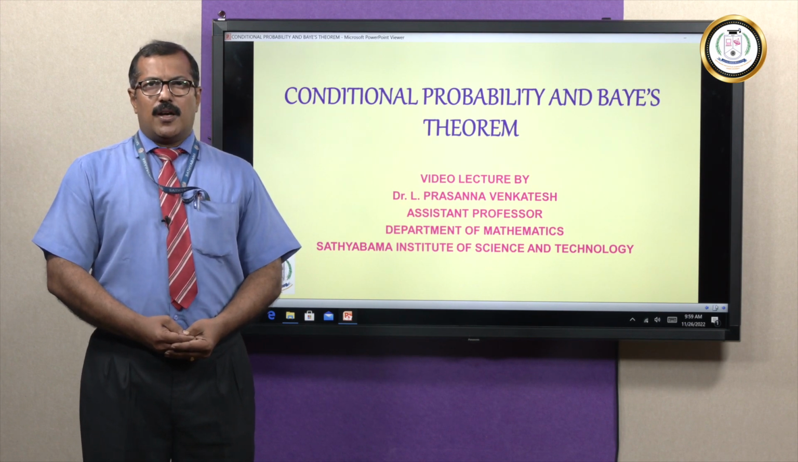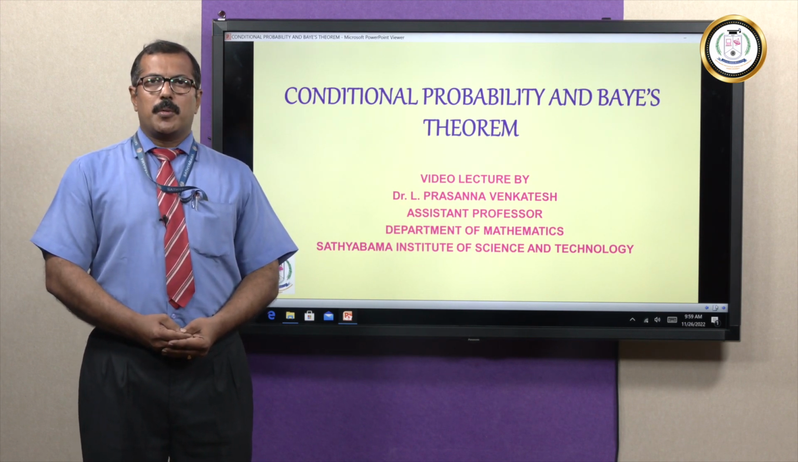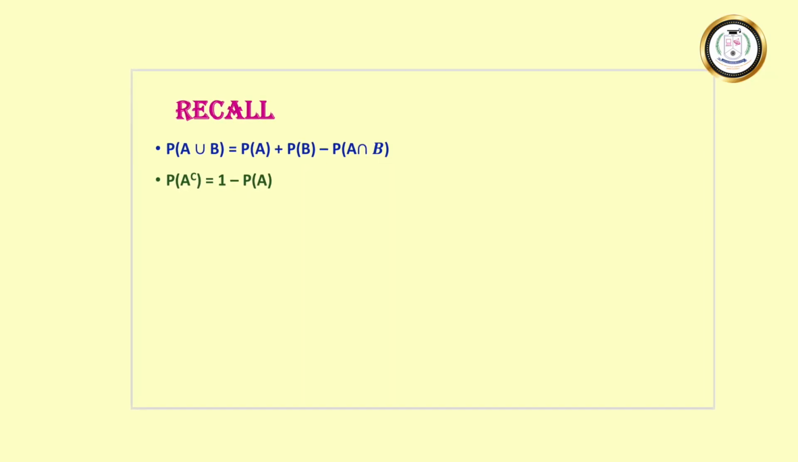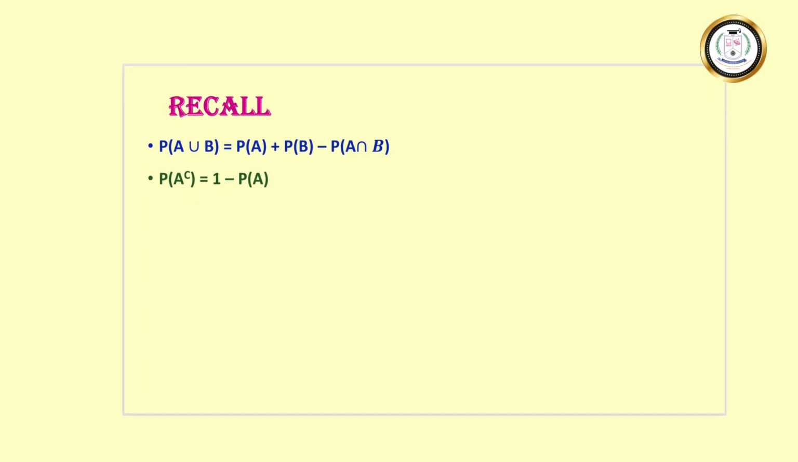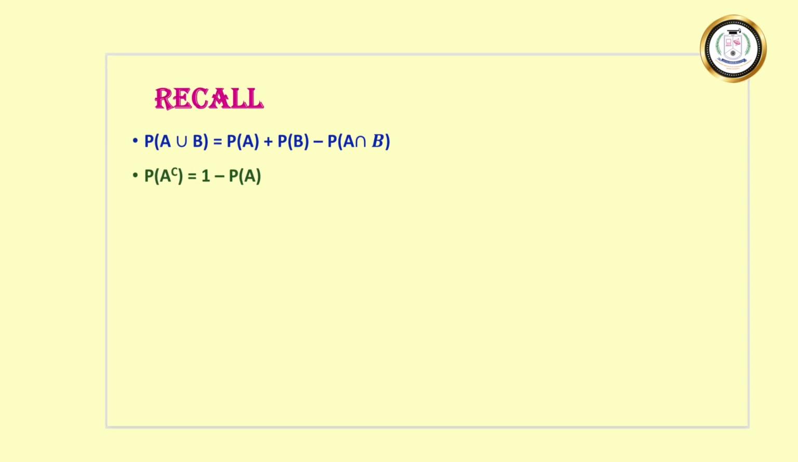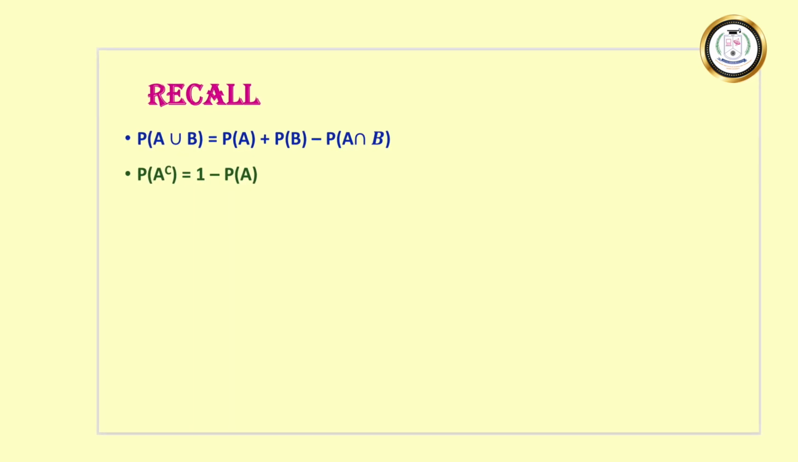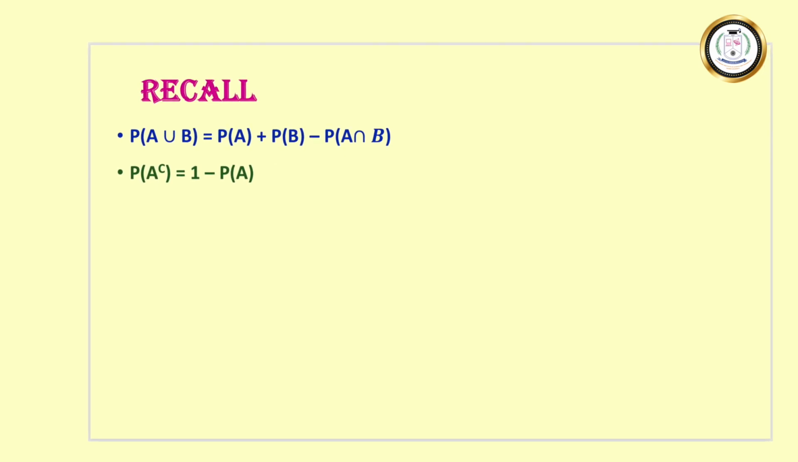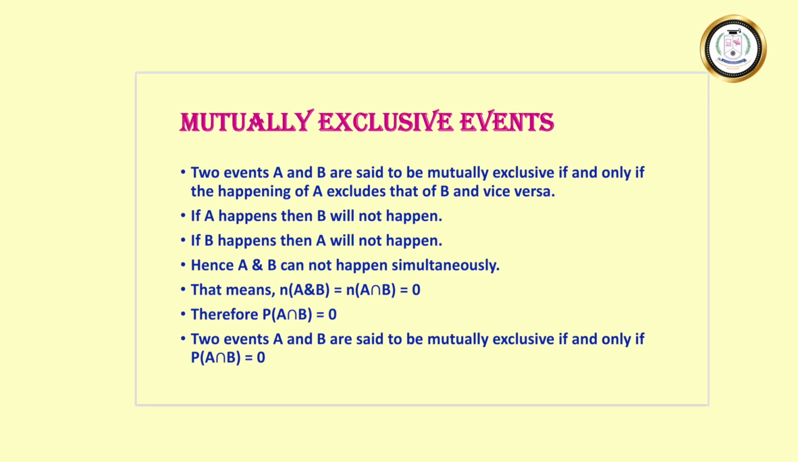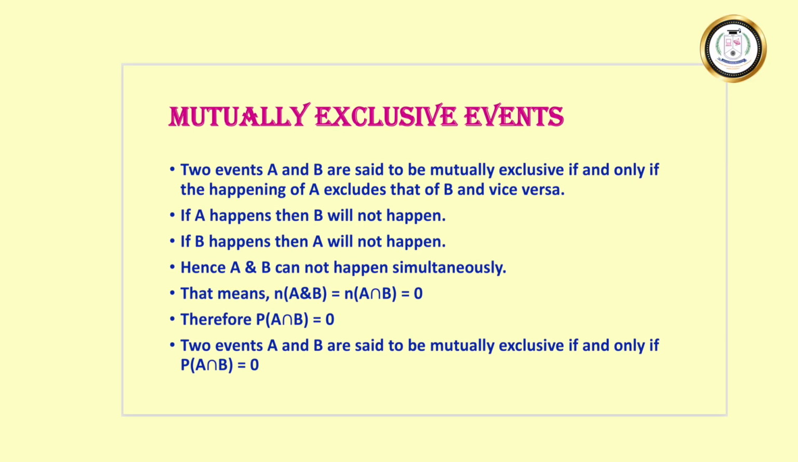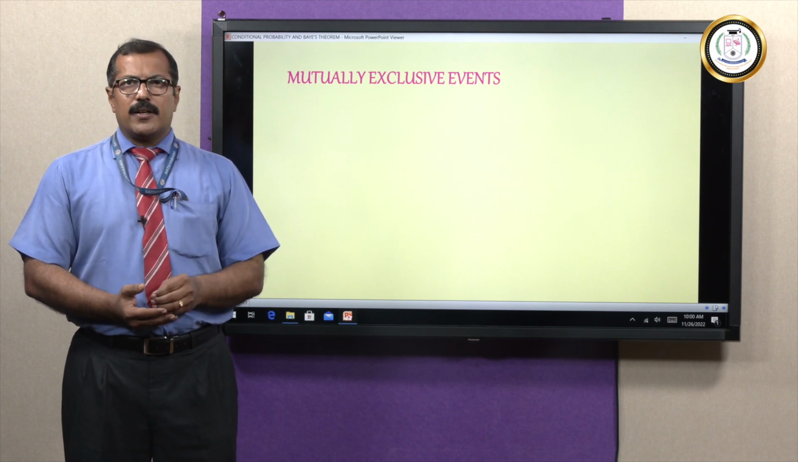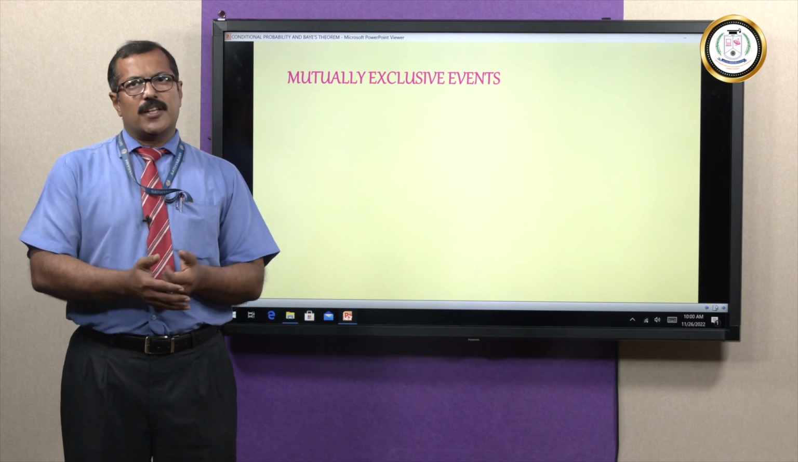In this video, I'm going to discuss conditional probability and Bayes' theorem. For that, let us recall some of the properties of probability, which is probability of A union B is equal to P of A plus P of B minus P of A intersection B. And probability of complement of any event is 1 minus probability of that event. Also, let us discuss mutually exclusive events. Mutually exclusive events are events which will avoid other events when those events are happening.